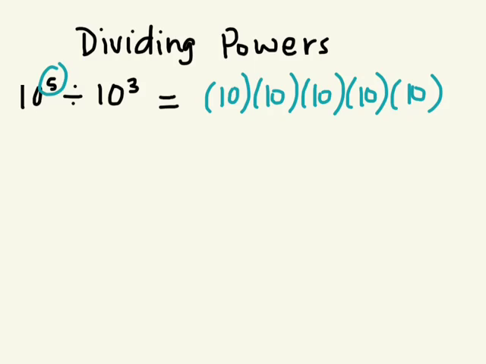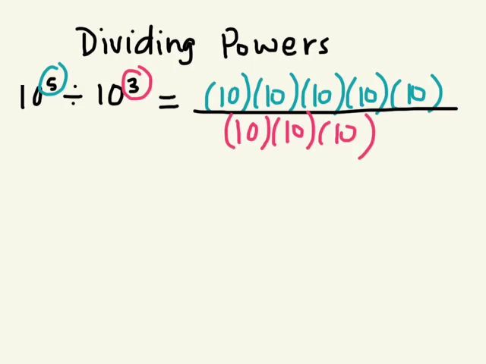Another way to show division is as a fraction, right? Divided by 10 to the power of 3. Okay, so it's divided by 10 times 10 times 10. Well, when you divide a number by itself, what's 10 divided by 10? 1. It cancels itself out because anything times 1 is still the same answer.